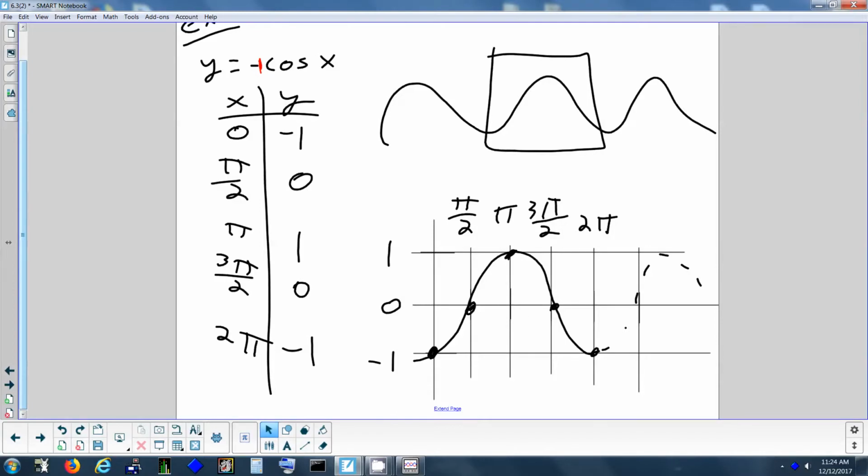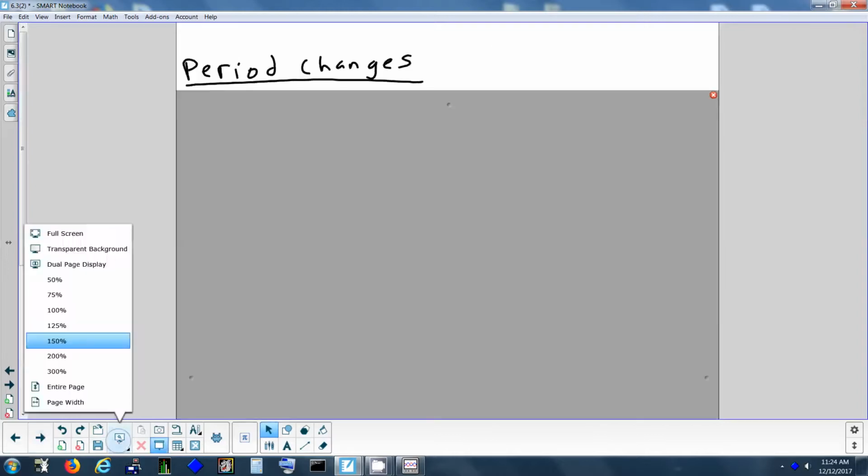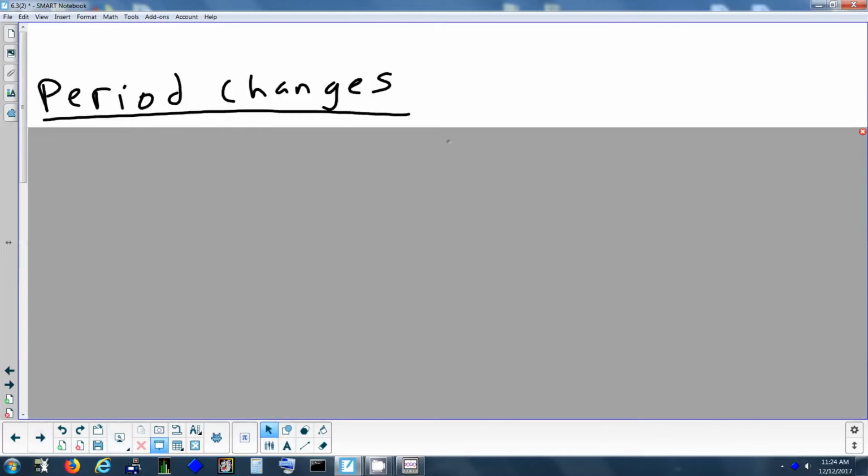Right, so that's pretty much all the kinds of amplitudes you could have. A stretch, a compression, and a flip. All right, last type of transformation, period change. So now we're going to change the period.